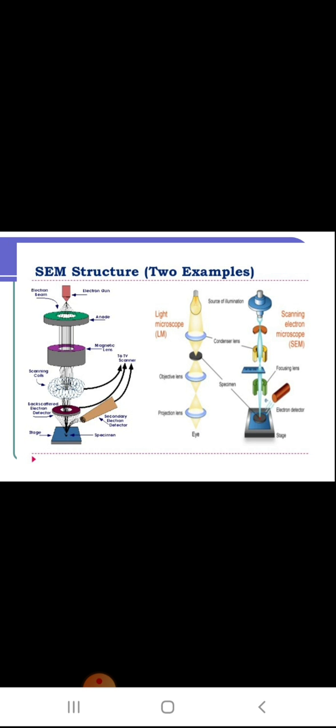The deflection coil helps to deflect the electron beam. SED, the secondary electron detector, attracts the secondary electrons. Additional sensors detect backscattered electrons and X-rays. These are another two structures of scanning electron microscopy with their different parts.